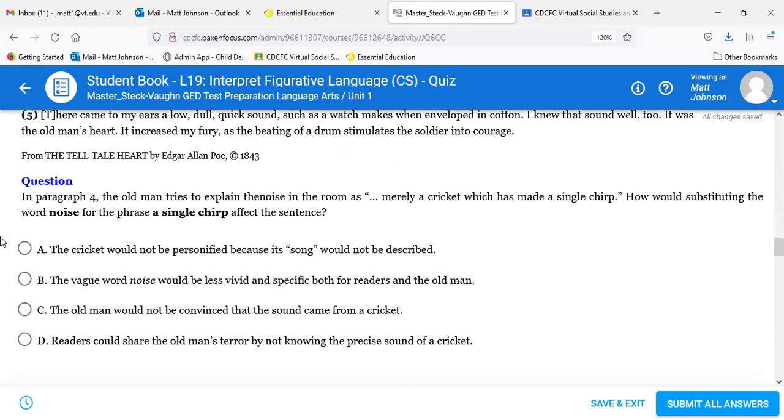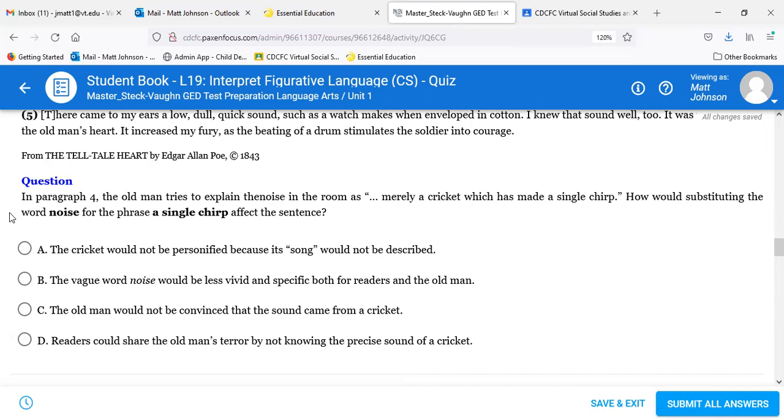A, the cricket would not be personified because its song would not be described. B, the vague word noise would be less vivid and specific both for readers and the old man. C, the old man would not be convinced that the sound came from a cricket. D, readers could not share the old man's terror by not knowing the precise sound of a cricket. Is it B? Yeah, B as in boy, vague, where noise would be less vivid.